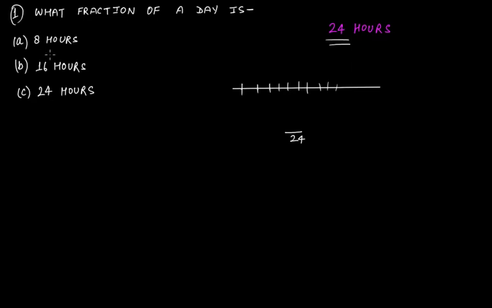And what part is it asking for? It is asking for 8 hours. So 8 by 24 will be the fraction made by 8 hours in 24 hours. Similarly, for 16 hours it will be 16 by 24, and for full 24 hours, the fraction will be 24 by 24.